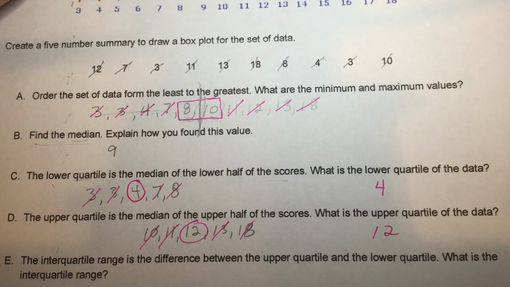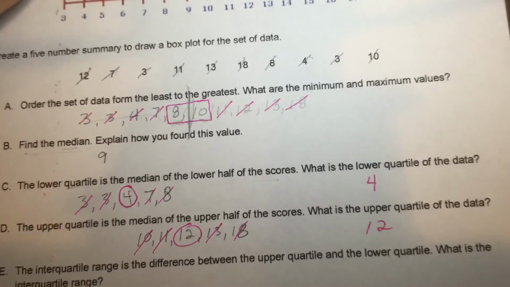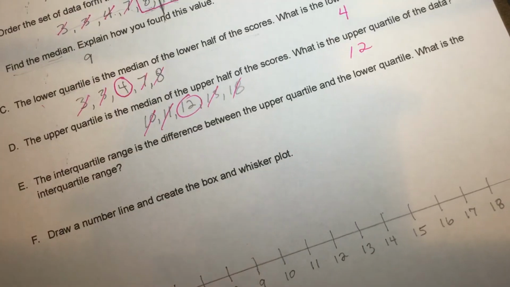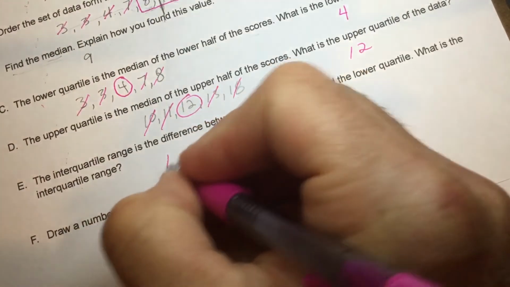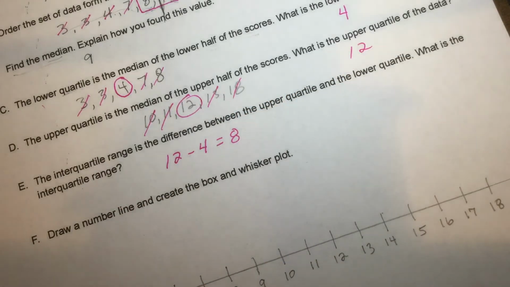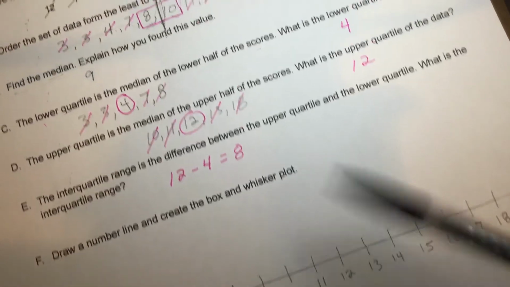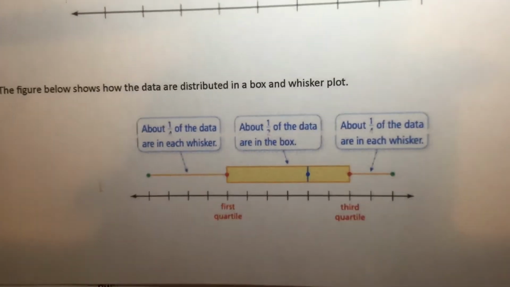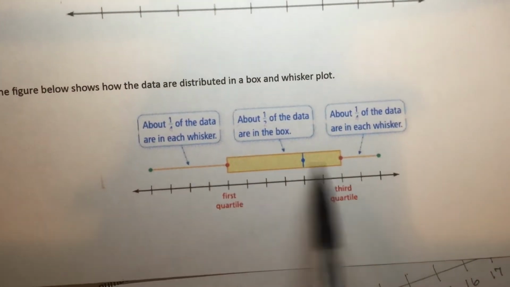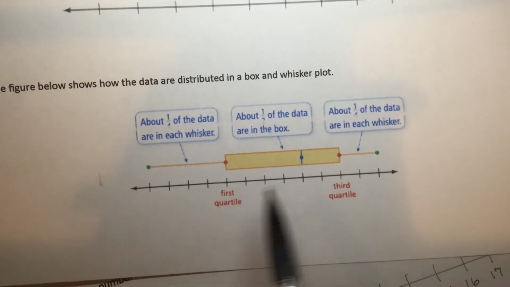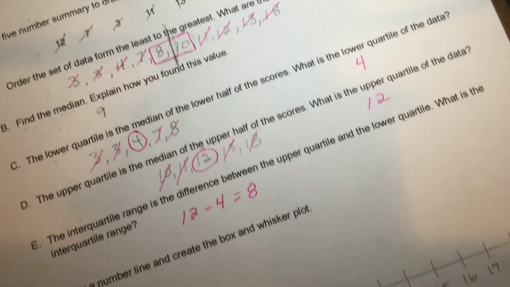So it says, what is the interquartile range? That's the difference between the upper and lower quartile. So difference tells me I'm subtracting. Difference, I'm going to do 12 minus 4, which is 8. And so what that interquartile range is telling me is that half of my data is going to be in this range of 8, from 4 to 12.